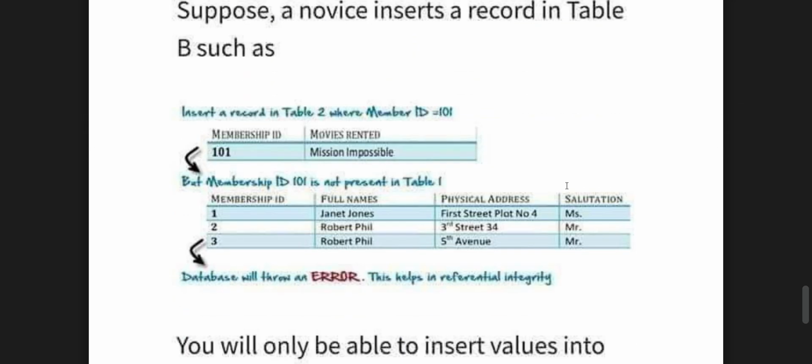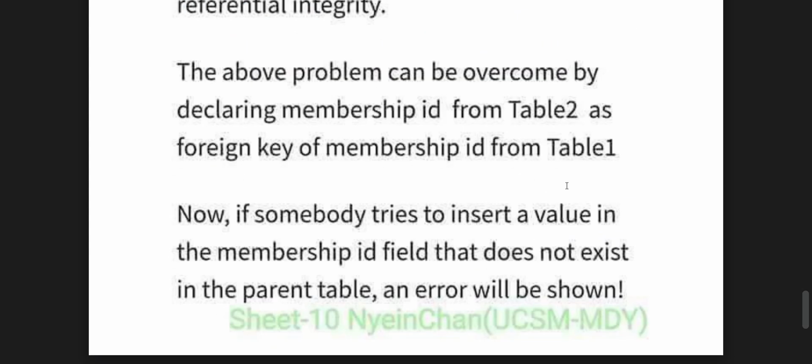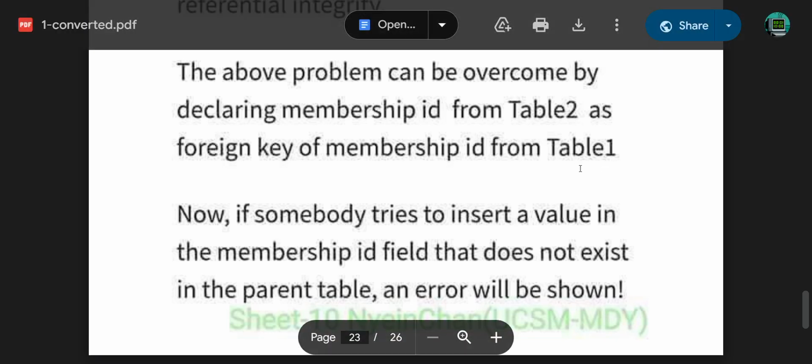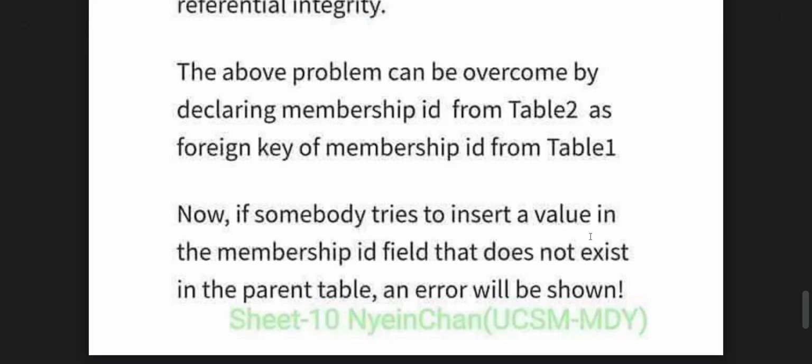Suppose we wish to insert a record in Table B such as membership 101, Mission Impossible, 1 to 3, Janet Jones, Robert Phil, First Street plot number 4, Third Street 34, Fifth Avenue, Mr. The above problem can be overcome by declaring the membership ID from Table 2 as a foreign key of the membership ID from Table 1. Now, if somebody tries to insert a value in the membership ID field that does not exist in the parent table, an error will be shown.